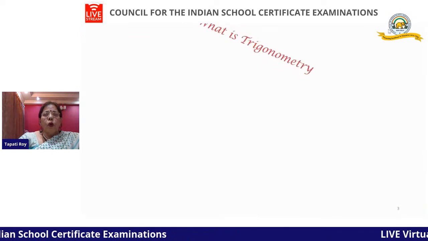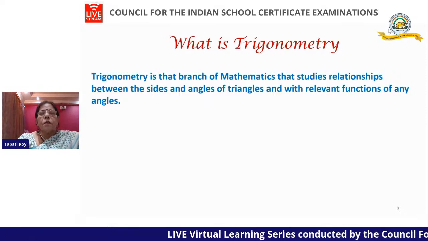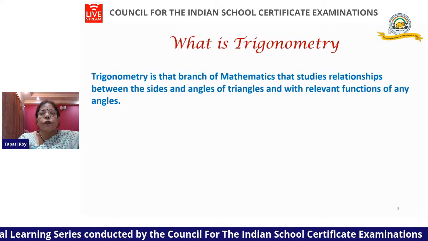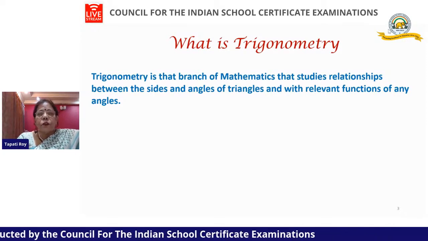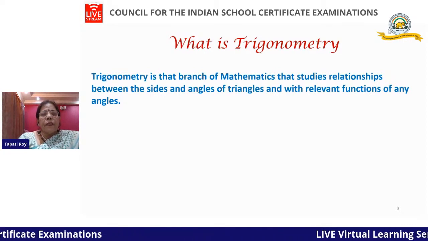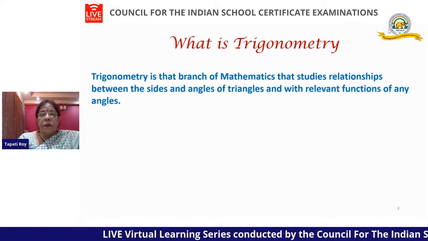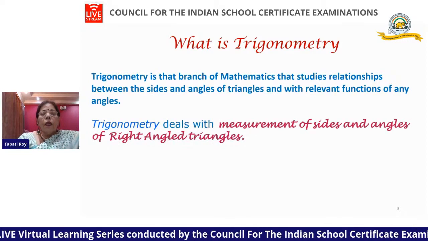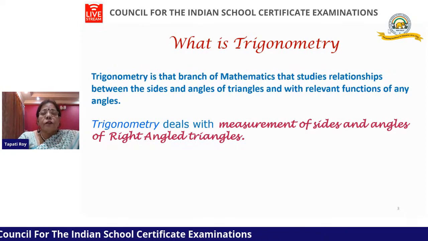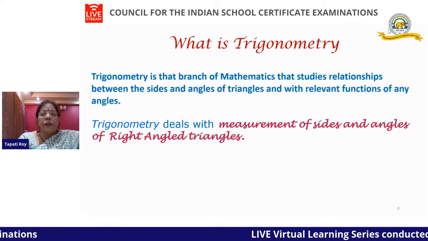Now, before we go on, let us see what is trigonometry. Trigonometry is that branch of mathematics that studies the relationship between the sides and angles of triangles, with the relevant functions of any angles. So it's a study of both sides and angles of triangles. That is the first basic concept. Then it deals with measurements of sides and angles of right angle triangles. You have seen that whenever we are dealing with trigonometry, we are dealing with right angle triangles.